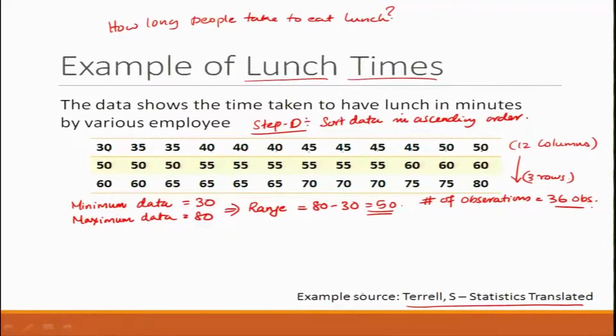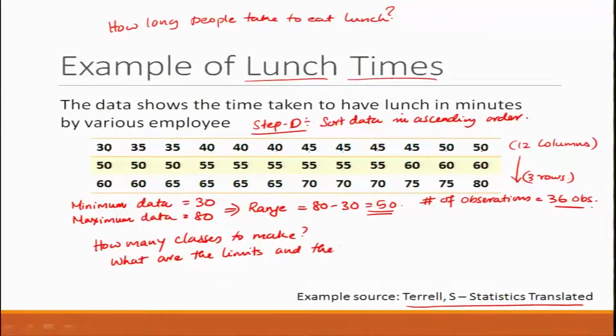So, these two things are the practitioner's choice. The question here is how many classes to make, and second is what are the limits, and then class boundaries. You do class boundaries so that the limits get translated to the class boundary and the ambiguity is removed. And the rule of thumb that we said is 5 to 15.